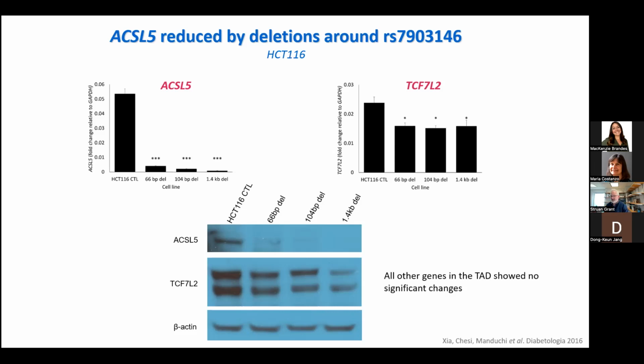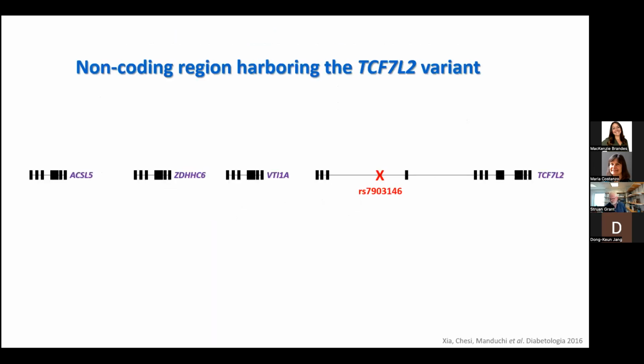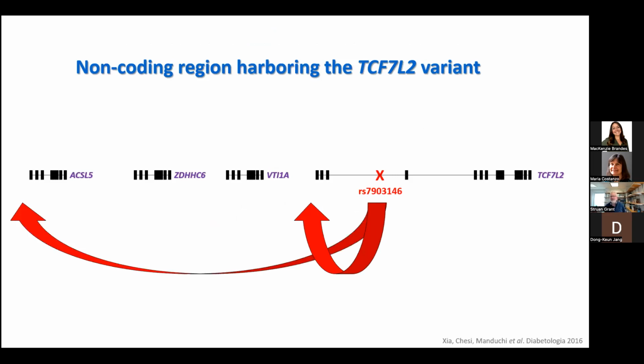In fact, this is RNA at the top, and at the bottom is protein. This is the Western blot. And as you can see, the ACSL5 expression is almost fully ablated, irrespective of the size of the deletion. So that was very interesting. What we concluded was that this SNP is sitting in the intron of TCF7L2 and is influencing TCF7L2, but we're also seeing an effect on the expression of ACSL5.